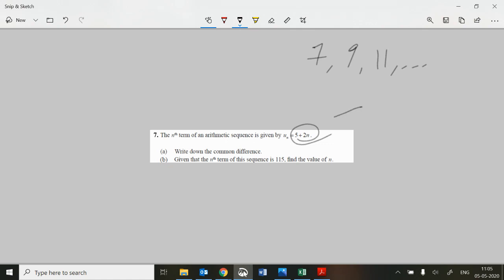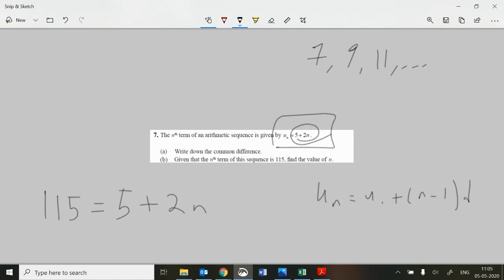It's not clear necessarily from this what the common difference is, or necessarily what the first term is, because the first term happens to be 7. That's not a number in there. Okay, given that the nth term of this sequence is 115, work out the value of n. Well, for this one, you don't need to use UN equals U1 plus n minus 1 D. What you can do instead is set UN, which is 115, equal to 5 plus 2n, because this is already the simplified version of this. So you can just solve that.